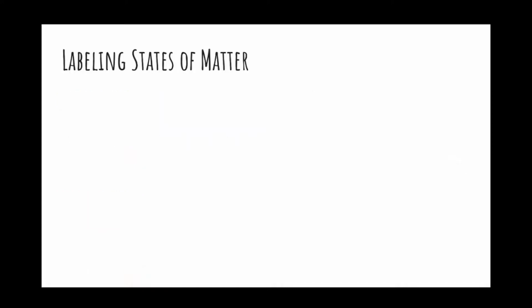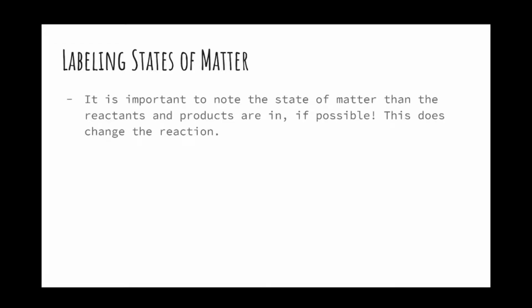Now, in order to fully label our reaction, we need to also identify the states of matter. It's important to note that the states of matter of the reactants and products should be labeled if possible. One of the reasons we want to label them is that depending on what state of matter a product or reactant is, it changes the chemical reaction and how they react. So where possible, it is important to identify what state of matter they are in. And we identify this by putting subscripts after each substance.